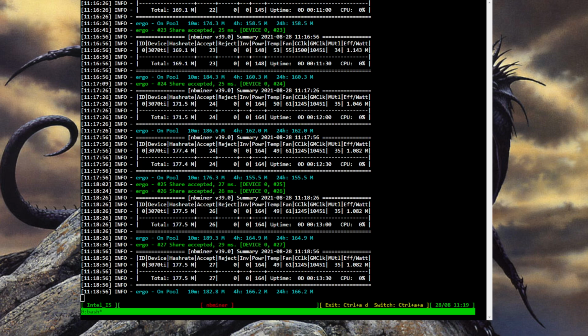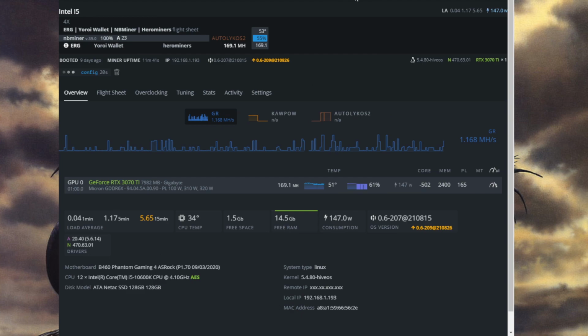So, back to the Hive OS. Update. So, this is it. 177.4 right now with NBMiner. If you want to, you can also try T-Rex miner. I have some different results on that one. Sometimes the miner doesn't work, or the hash rate starts to go up and down very frequently.